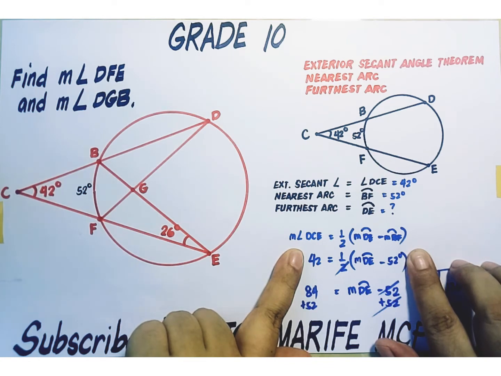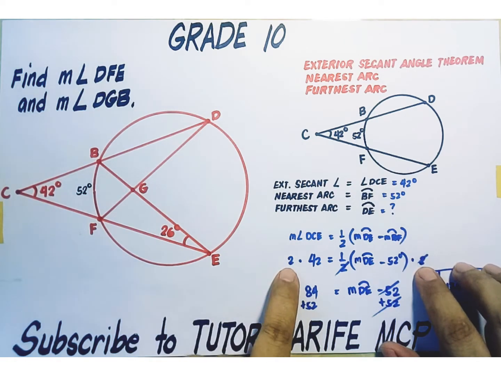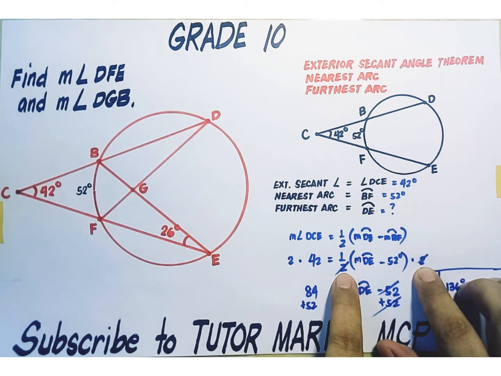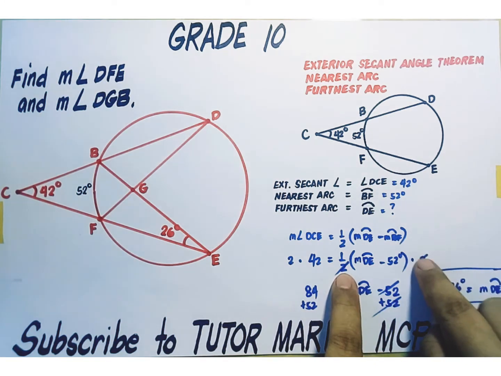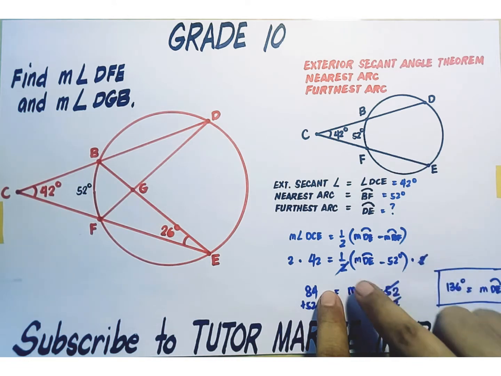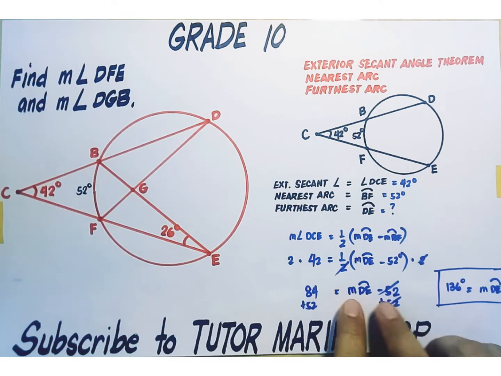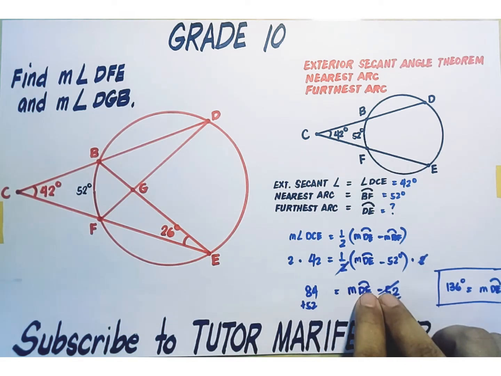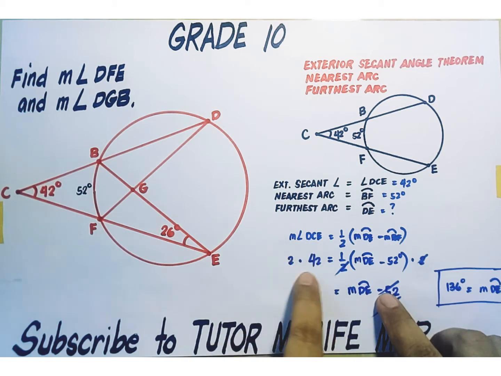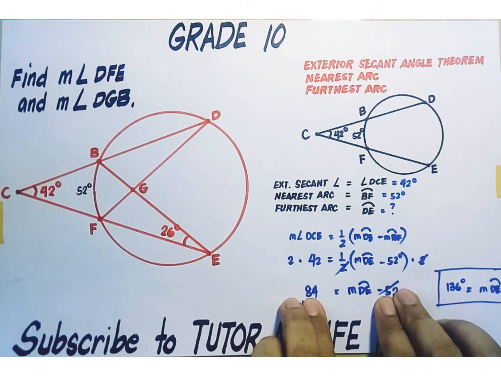In order to solve for the measure of arc DE, we should isolate it on the right side of the equation. So step 1, let's use the multiplication property of equality. Multiply both sides by 2 to clear the denominator on the right side of the equation. This will cancel the denominator on the right side. The right side becomes the measure of arc DE minus 52. The left side becomes the product of 2 and 42, which is equal to 84.